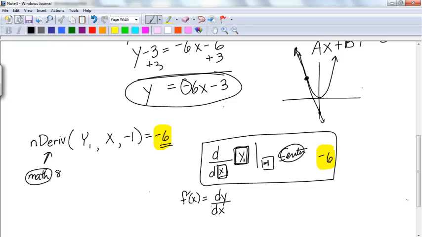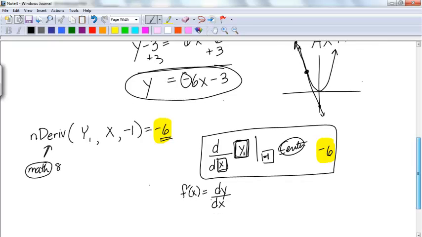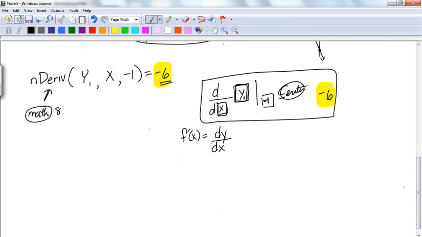The problem is that your calculator is going to give you a derivative, it's going to give you an answer, and the answer is going to be wrong at certain points. So when does the derivative not exist? We need to go through that.